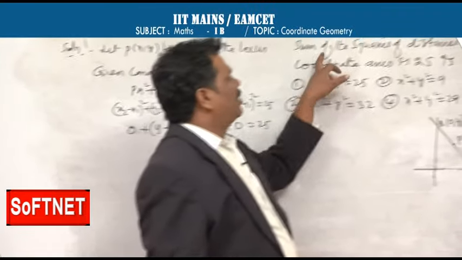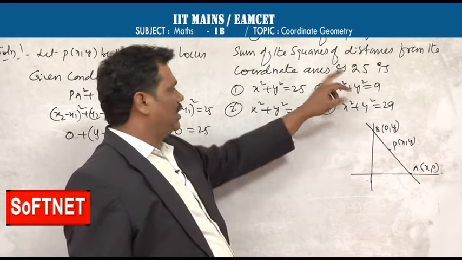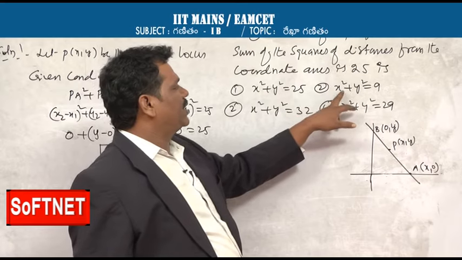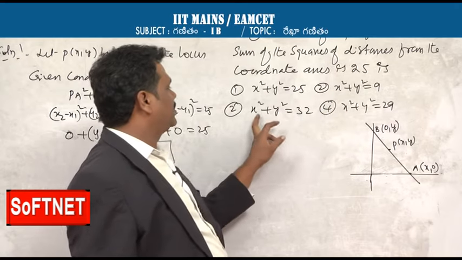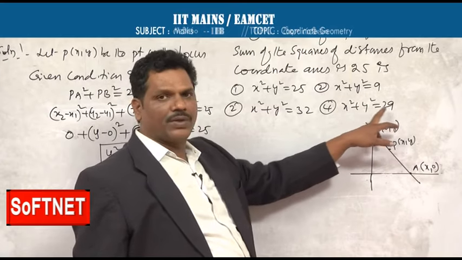Here the locus of the point for which the sum of the squares of the distances from the coordinate axis is 25. Options are: x square plus y square equal to 25; second option, x square plus y square equal to 9; third option, x square plus y square equal to 32; and fourth option, x square plus y square equal to 29.